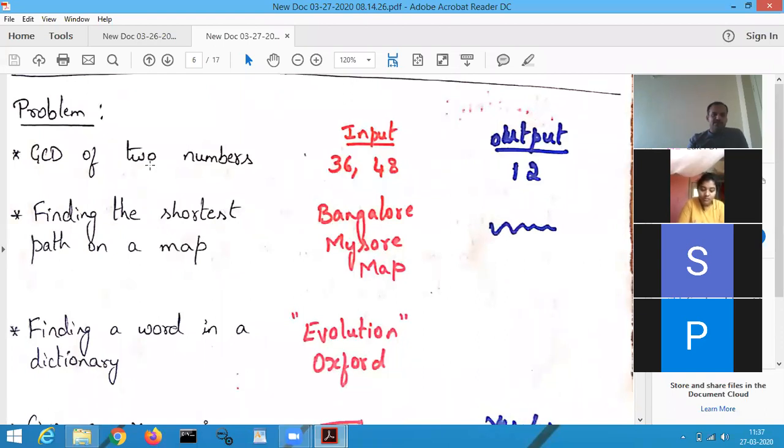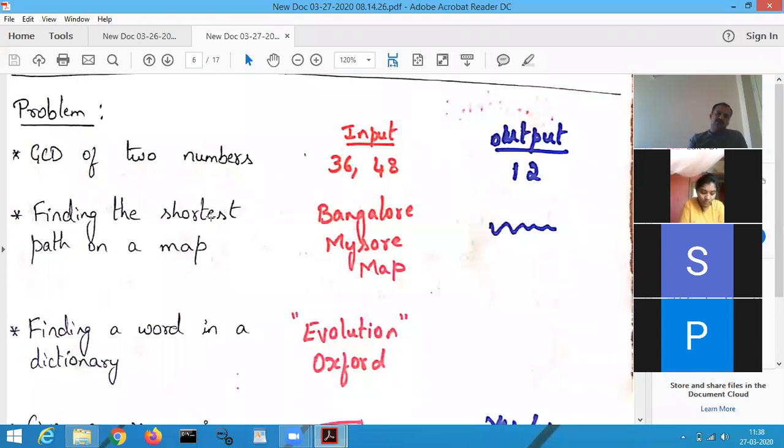See, the problem may be finding the GCD of two numbers. Every problem will have some valid input and some acceptable output. You take any problem in our day-to-day life, every problem will have some valid input and some acceptable output. If I take the GCD of two numbers, the valid input is 36 and 48, then the acceptable output is 12.